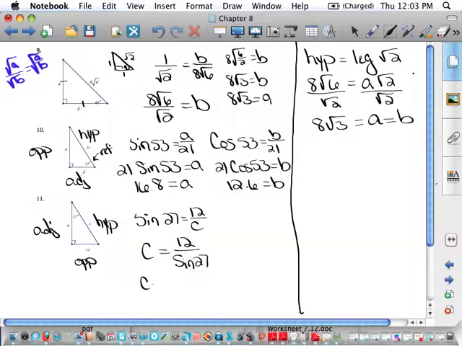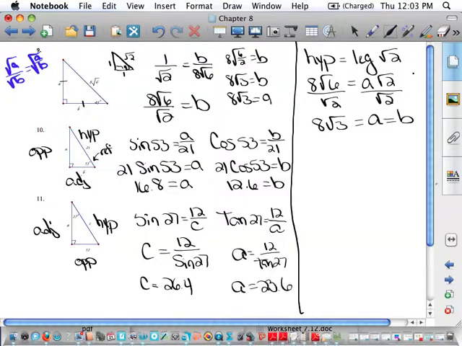So c is equal to 26.4. Then to find the side adjacent, I will use tangent of 27 is equal to 12 over the side adjacent a. Again, the variable's down low, so they trade places. So a is equal to 12 divided by tan of 27. Therefore, a is equal to 23.6.